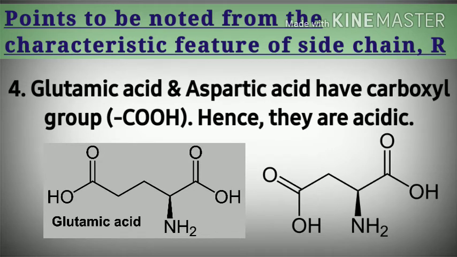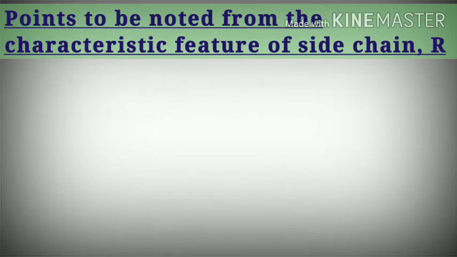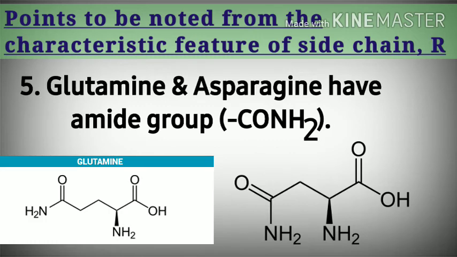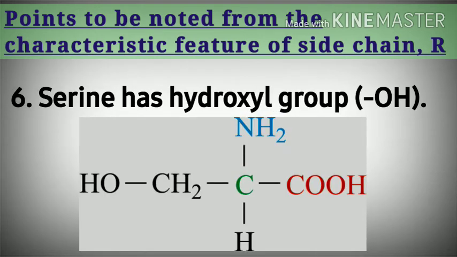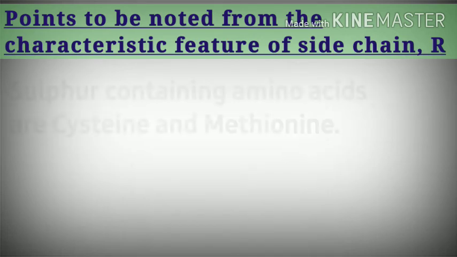On the other hand, glutamic acid and aspartic acid have carboxyl group in side chain R, and hence they are acidic due to the presence of 2 carboxyl groups. Glutamine and asparagine have amide group, that is CONH2 in the side chain R. Both their names and their structures are almost similar to glutamic acid and aspartic acid. Serine is the amino acid which has a hydroxyl group in the side chain R.